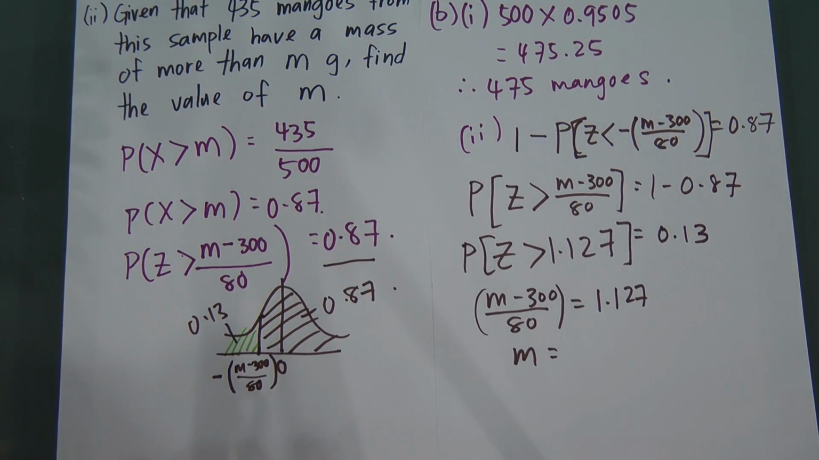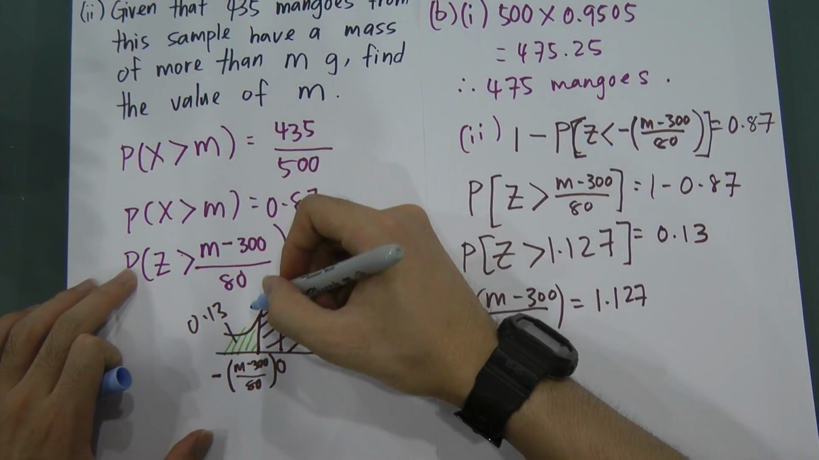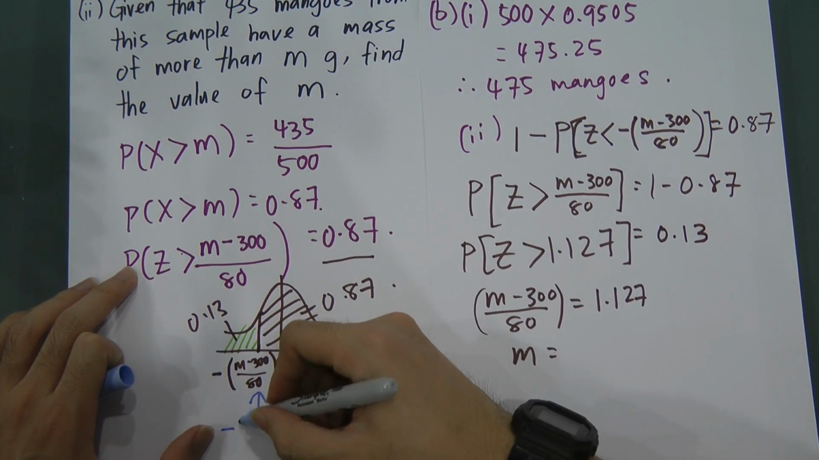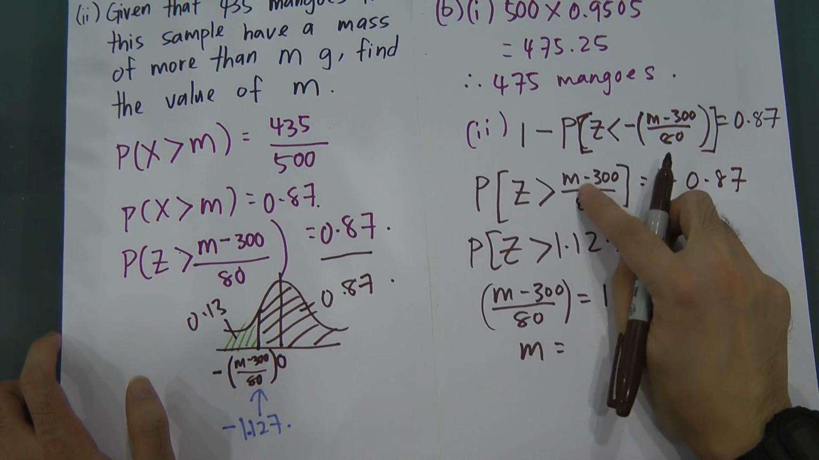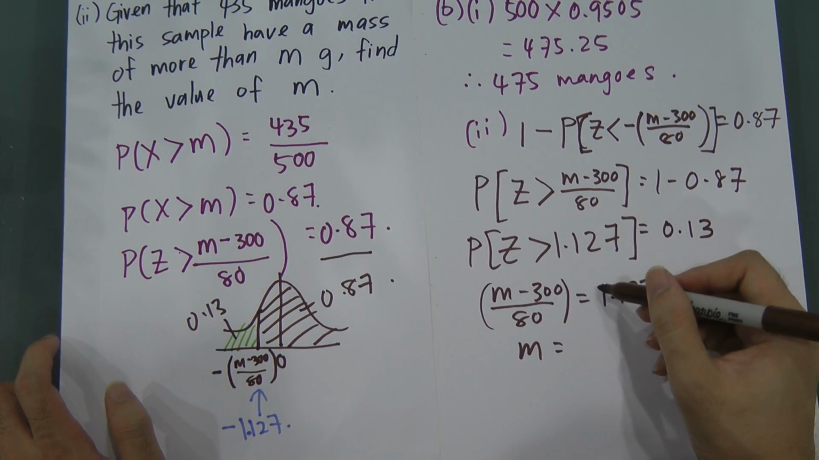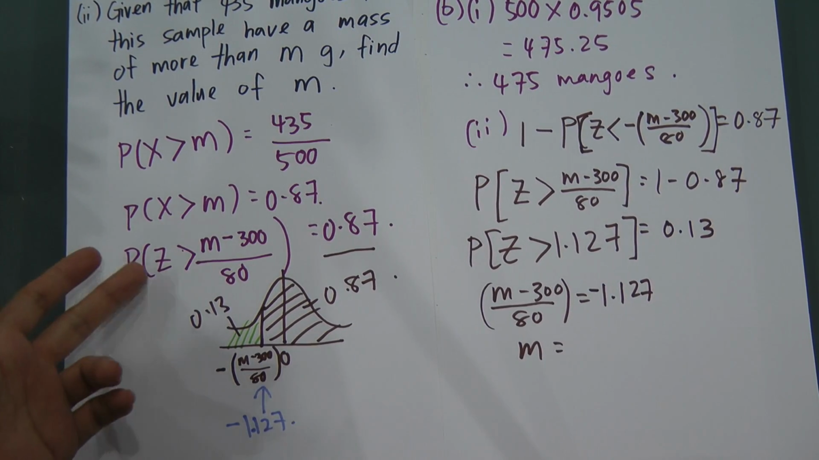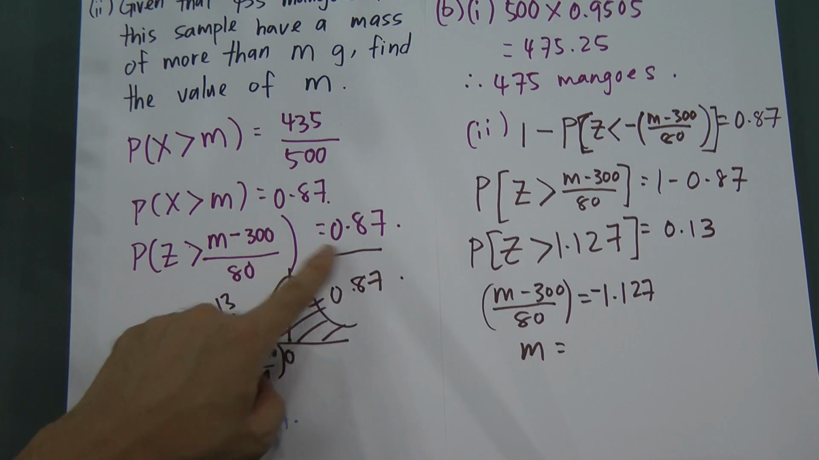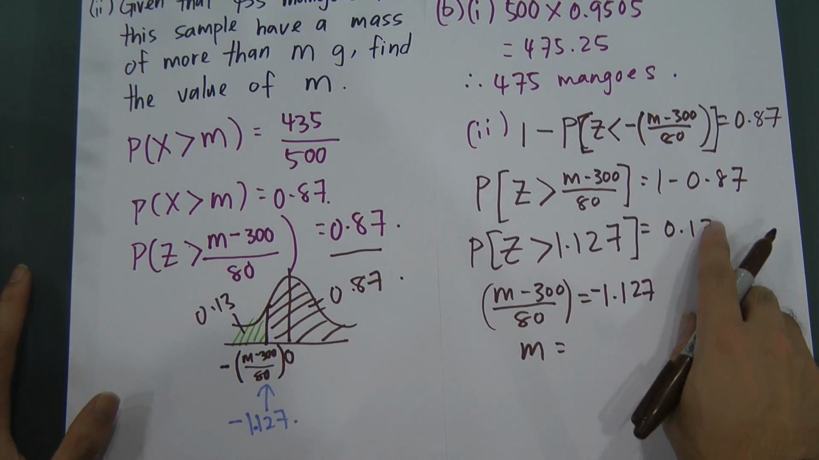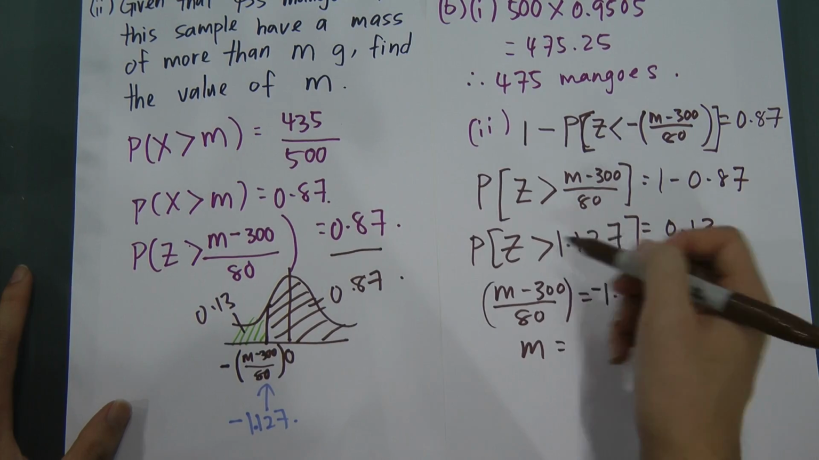Let me explain a bit, if not you will be very confused. This line here is negative 1.127. So here you should also have the negative, because if Z is bigger than negative 1.127, then only you will get 0.87. We use the 0.13 just to help us find this line. But that one has no negative, meaning 1.127 is here.